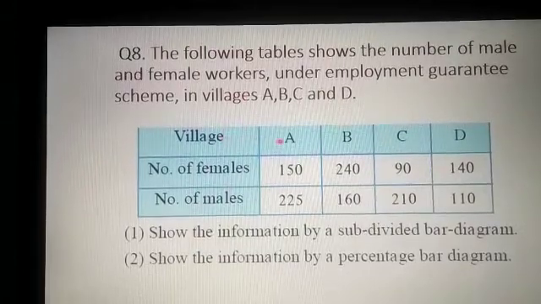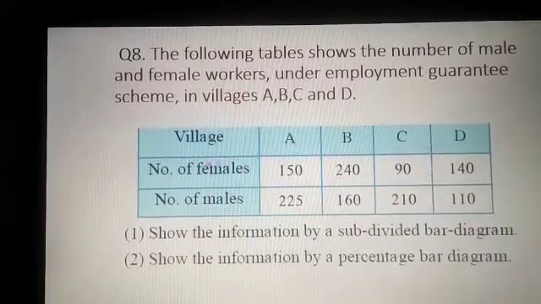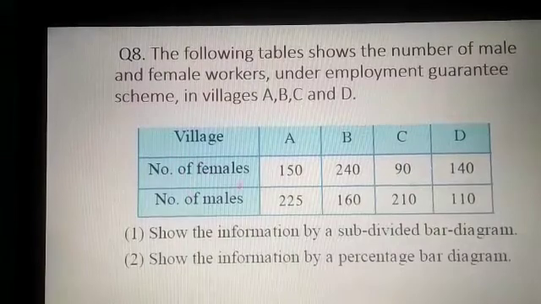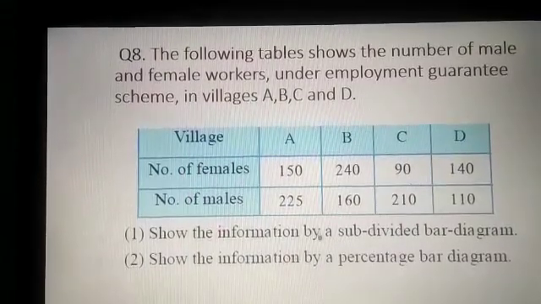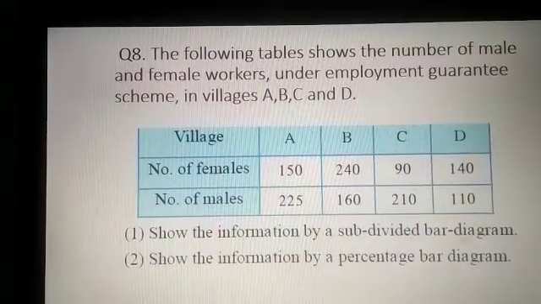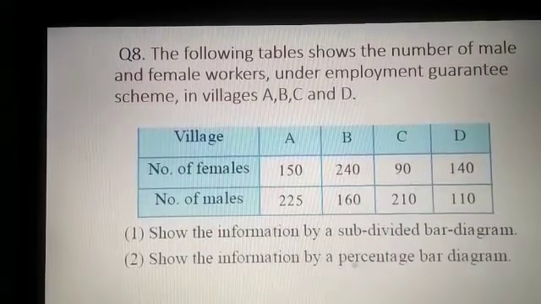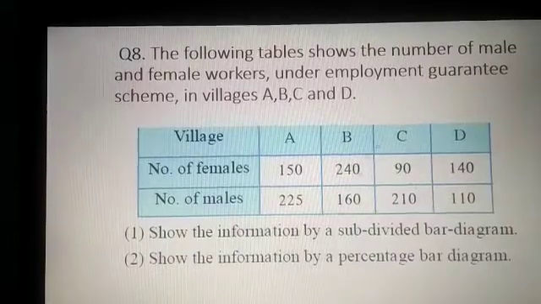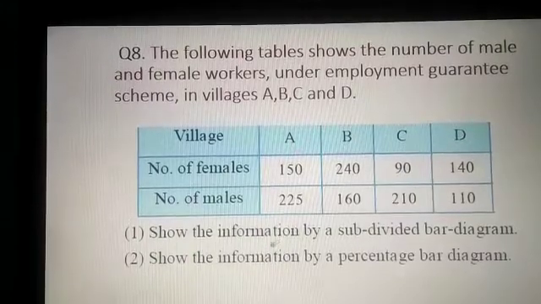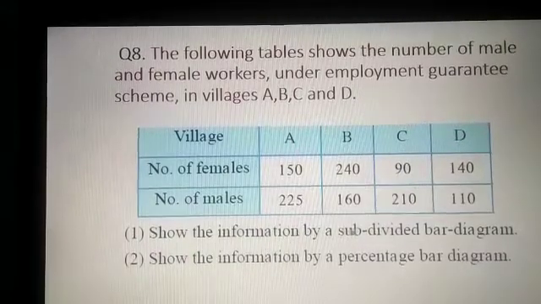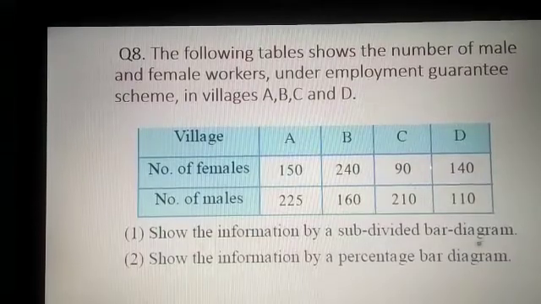Name of the villages, that is A, B, C and D. In that village, the number of females and number of males are given here, and we have to show the information first by subdivided bar diagram, and also the same information we have to fill in a percentage bar diagram. So let's see one by one. First of all, we will fill this information in subdivided bar diagram.